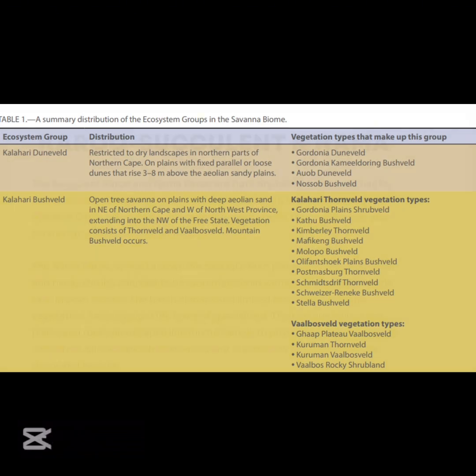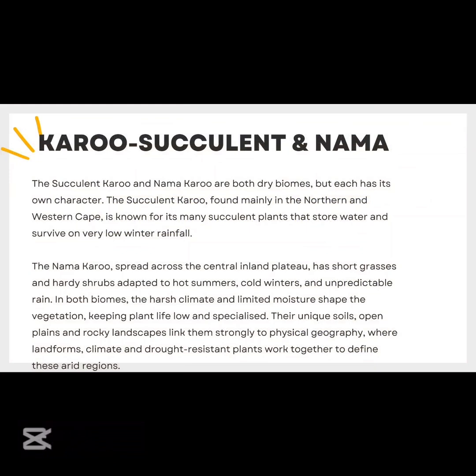The succulent Karoo and the Nama Karoo. The succulent Karoo and Nama Karoo are both dry biomes, but each has its own character. The succulent Karoo, found mainly in the northern and western Cape, is known for many succulent plants that usually store water and survive on very low winter rainfall. The Nama Karoo, spread across the central inland plateau, has short grass and hardy shrubs adapted to the hot summers, cold winters, and unpredictable rain.